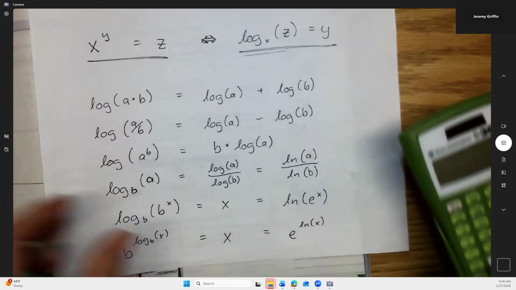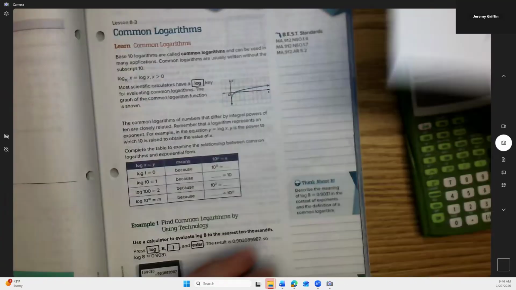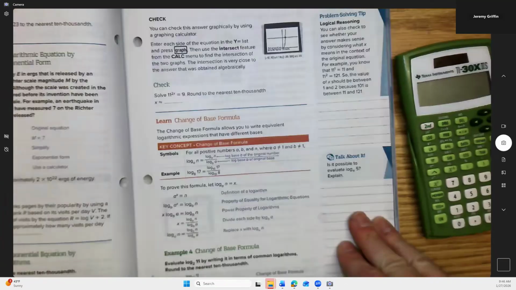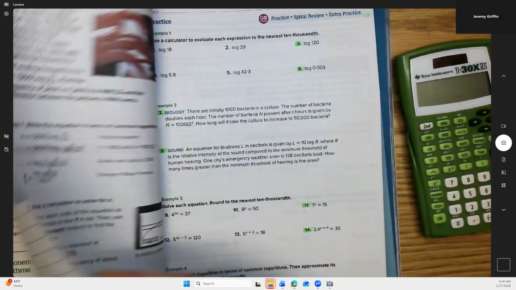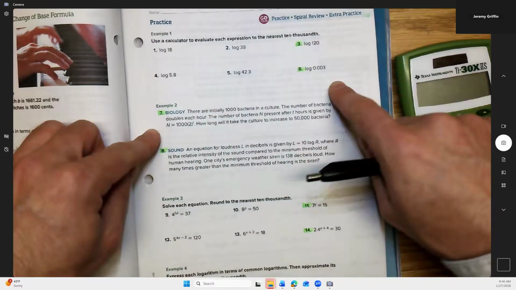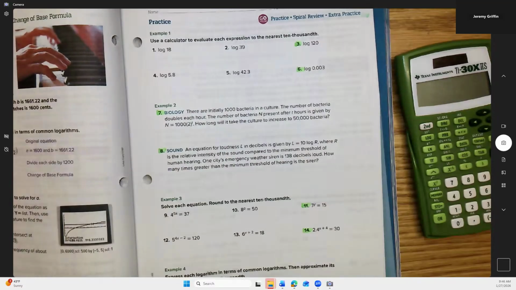All right, so there's your log rules. Let's dive into these. Right, so base 10 here. All the green highlighted ones are no longer video, so here, I'll pick some different ones.